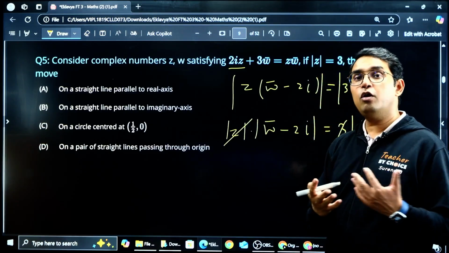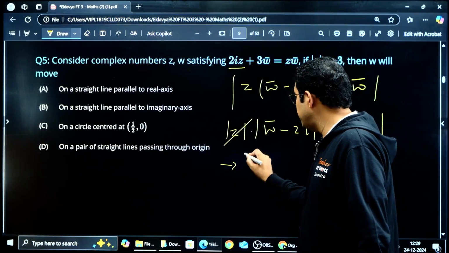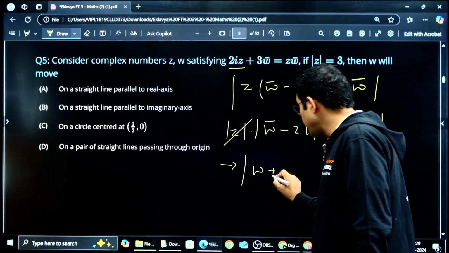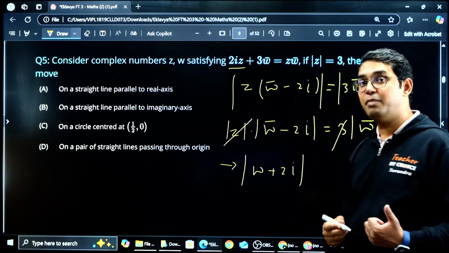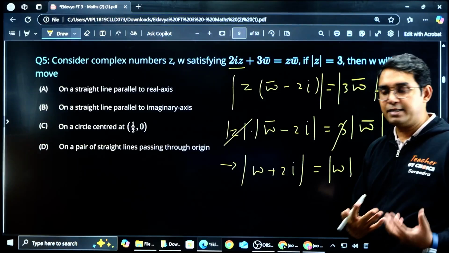Now mod of any complex number is the same as its conjugate, so if I take the conjugate inside for this mod, it will become w minus, actually plus, because conjugate of iota is minus iota, and that will be equal to w only. Now you can see it's a very standard locus.